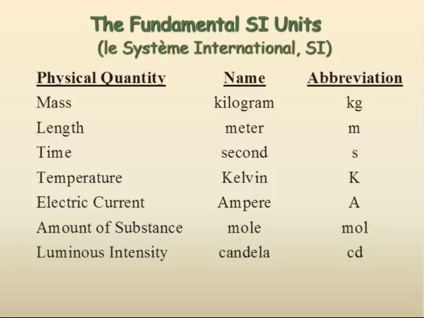Time is the second. Temperature is Kelvin, even though we will be working mostly with degrees Celsius. The base SI unit for temperature is Kelvin. For electric current, it's amperes, amperage. The amount of a substance, which we'll be working with a lot, is the mole. It's how much of a substance you have. And then luminosity, or the intensity of luminosity, is a candela.